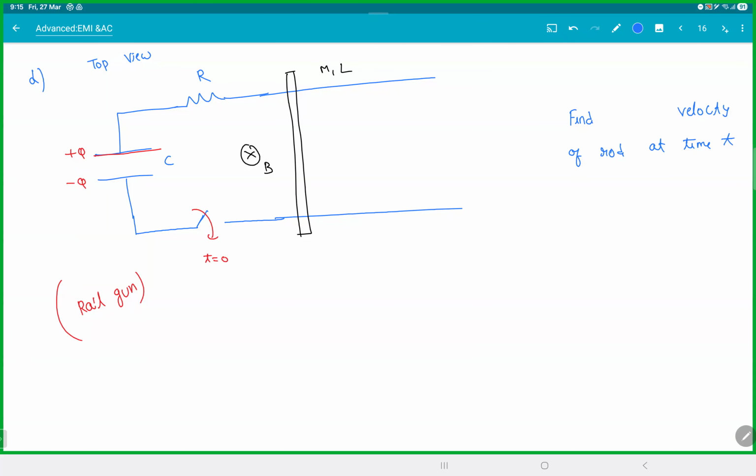How do we handle this? So it's like an RC discharging circuit with a rod, isn't it? Let's see. I just kept a resistor for fun. Without the resistor, it is easy to do. I think we should get something. So the final velocity will be independent of resistance. That's the catch.